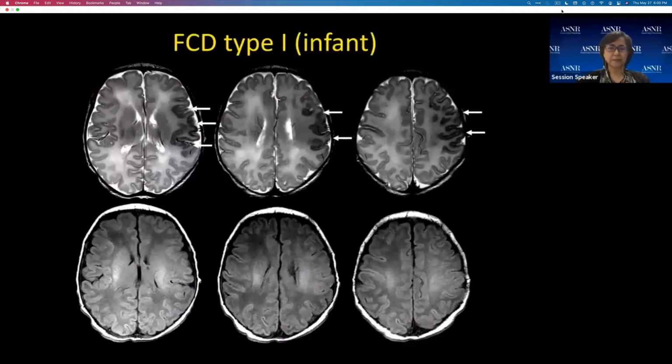In the next example of FCD type 1, but in an infant, there is abnormal sulcation and gyration pattern in the left perisylvian region and also left frontal cortex. In addition, there is thickening of the cortex and abnormal signal in the white matter, consisting of lower T2 and higher T1 signal. The changes in the white matter are thought to be due to accelerated myelin maturation from recurrent seizures.